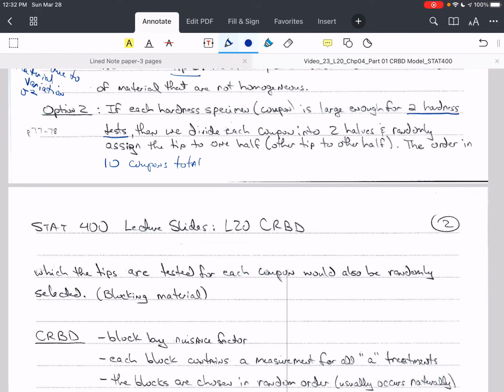In other words, we consider each block complete and homogeneous. It's complete because it has all A, or in this case 2, measurements on it. And in a small coupon, the hardness won't vary very much at all. It might not even be measurable, okay? Within each block or coupon, the order of the treatment is randomized. So again, we'll label side 1, side 2, and then we'll generate randomly for each of the coupons which side gets tip 1 and which side gets tip 2. Okay?